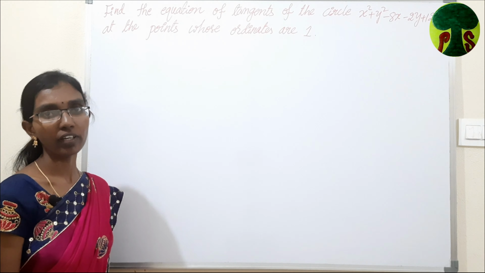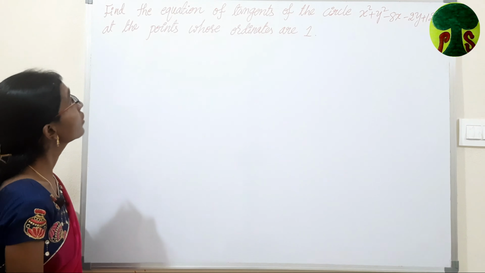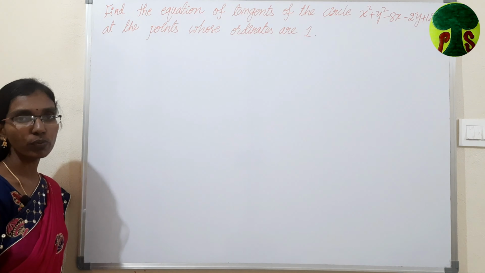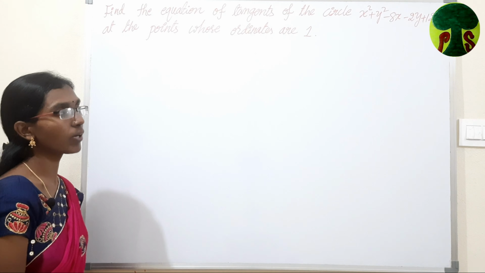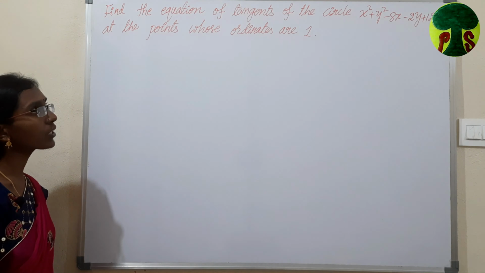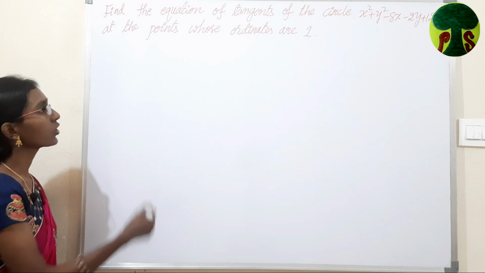Let us consider a different problem from this exercise. The question is: find the equation of tangents of the circle x square plus y square minus 8x minus 2y plus 12 equals 0 at the points whose ordinates are 1. Solution.